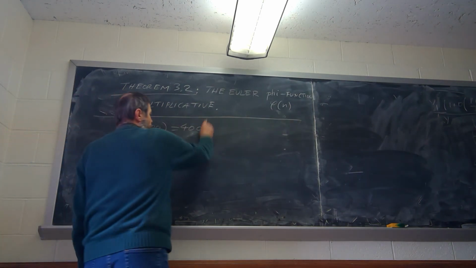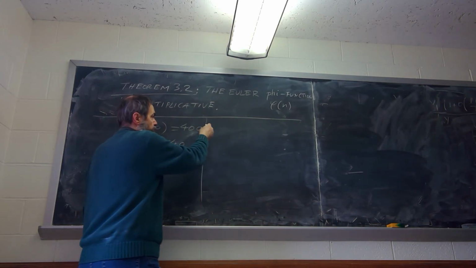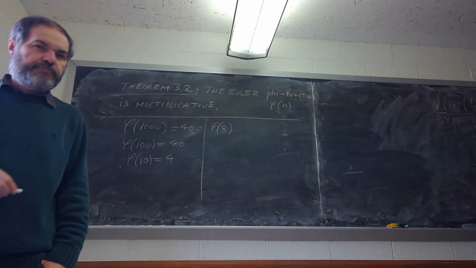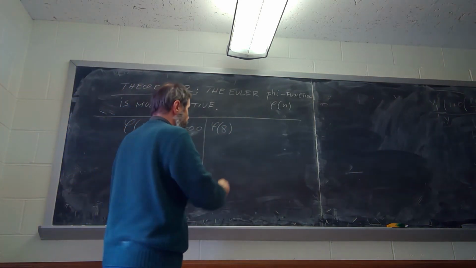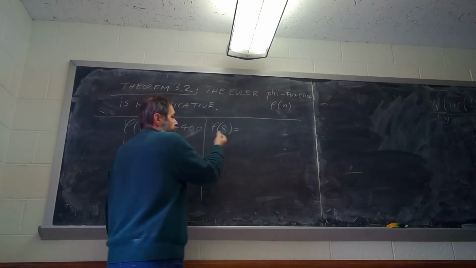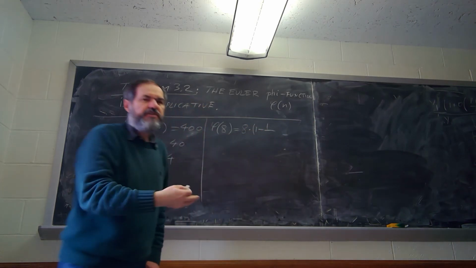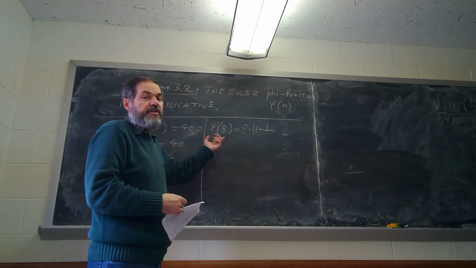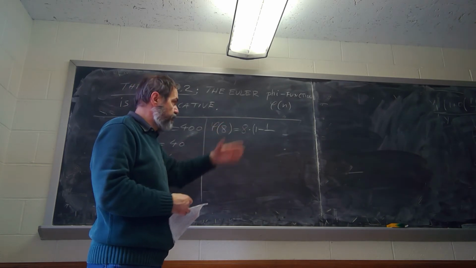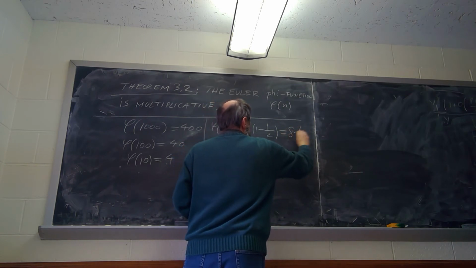Suppose I compute some other, suppose I compute Euler function at 8. If I use our general formula, it's the number times 1 minus 1 over p. I take every single prime divisor. 8 has a single prime factor, that's 2, so it's 1 minus 1 over 2. And this is equal to 8 times 1 over 2, it's 4.